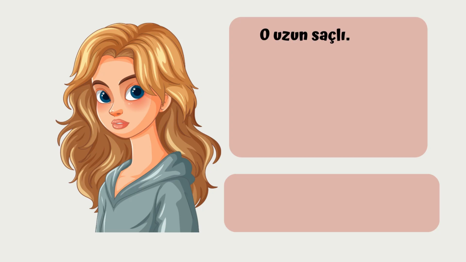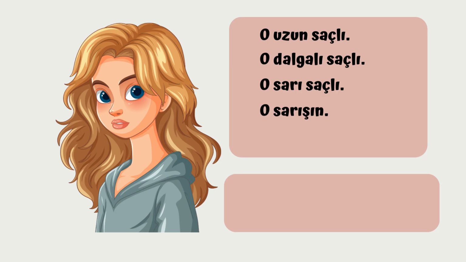O uzun saçlı. And she also has wavy hair. So o dalgalı saçlı. So we're saying she's with wavy hair. And she also has yellow hair. So how am I going to say that? O sarı saçlı. And now she's blonde. So how am I going to say that? O sarışın. And then she has blue eyes. So how do I say that? O mavi gözlü.